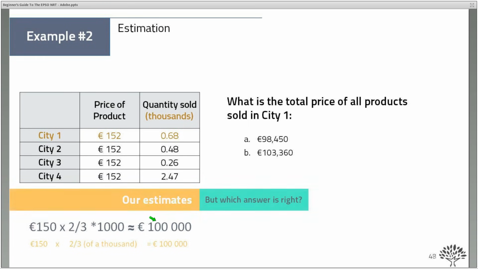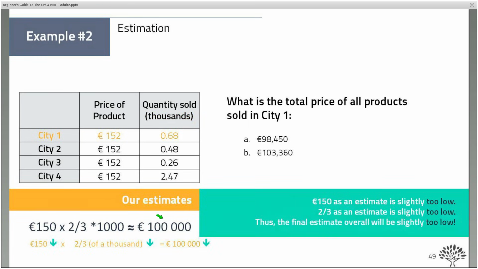Ooh, gone backwards. And here you go. So we know that the final estimate of 100,000 is a bit lower than the correct answer. So we know that the answer must be B, 103,360 euros.